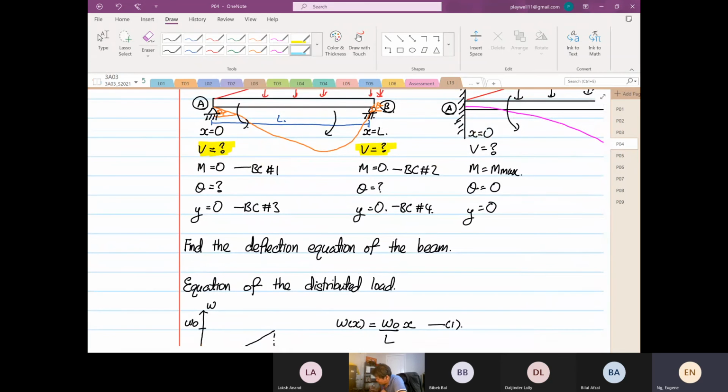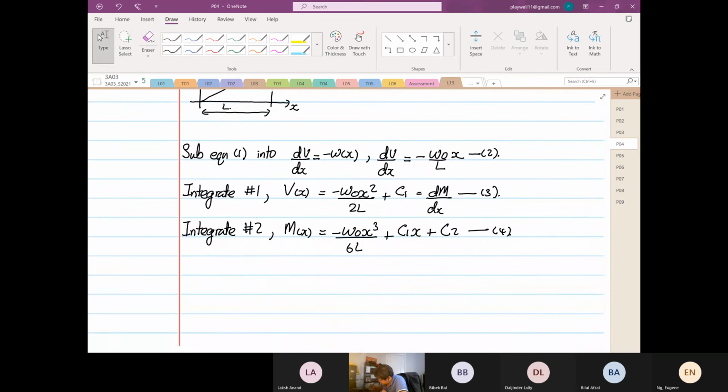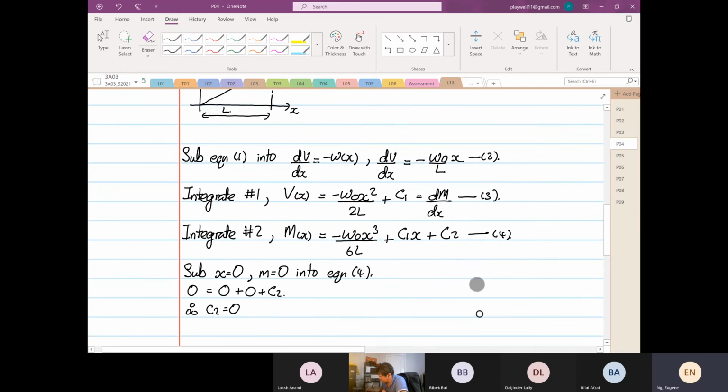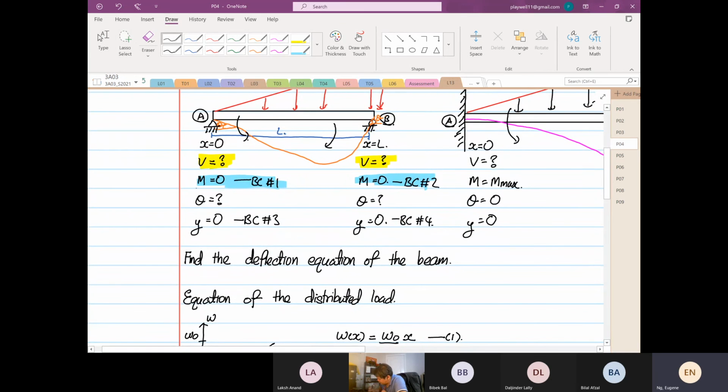For equation number 4, we have two boundary conditions that we can use. One boundary condition is over here: when x is equal to 0, M is equal to 0. So we substitute x equal to 0, M equal to 0 into equation 4. What we get is 0 equals 0 plus 0 plus C2. Therefore, C2 is equal to 0. Usually when I do this, I like to draw a line to let me know that I've used the boundary condition. Then we use the next one.